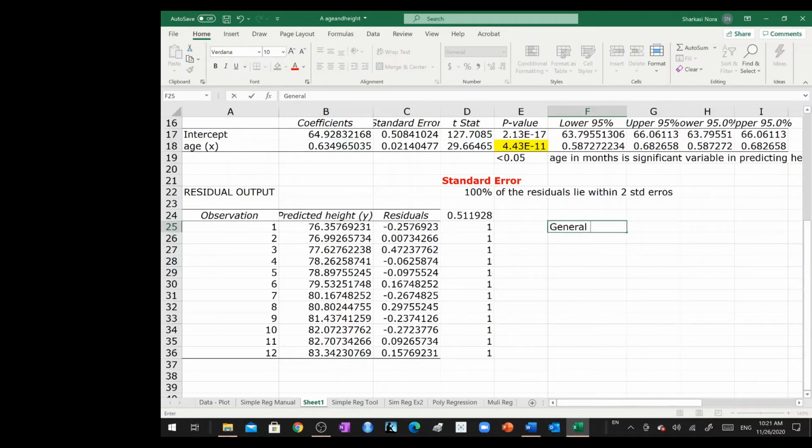I'm going to write it first in general template form. As the independent variable increases by 1 unit, the dependent variable, DV, could either increase or decrease, depending, of course, on the sign of the coefficient. If the sign of the coefficient is positive, it increases. If the sign of the coefficient is negative, it decreases.